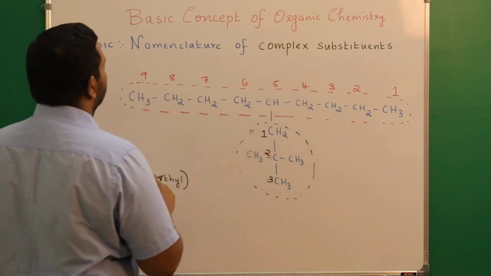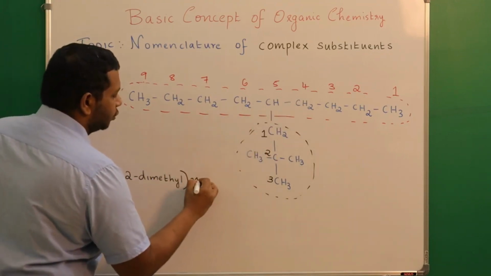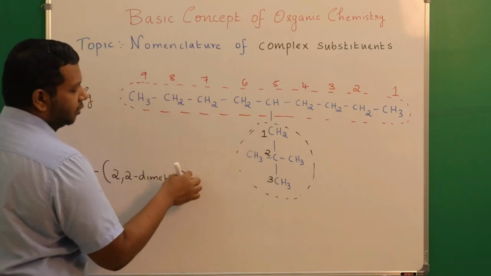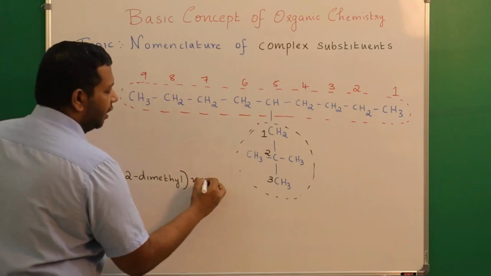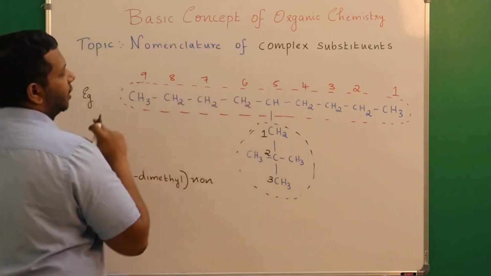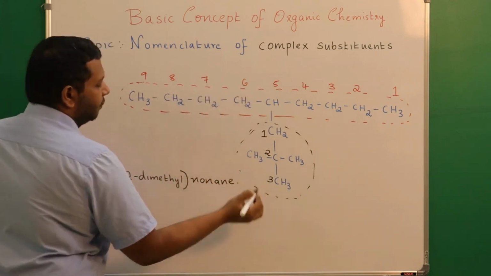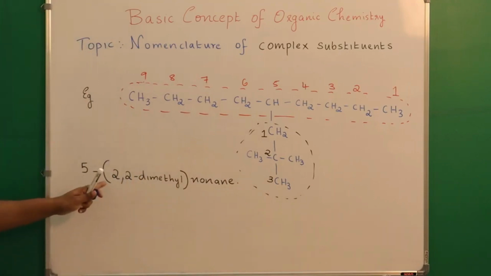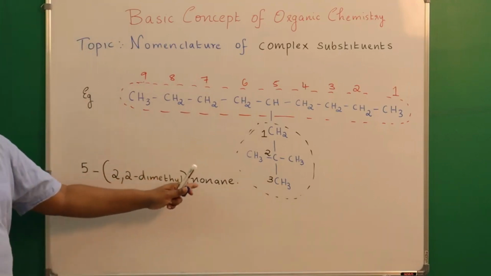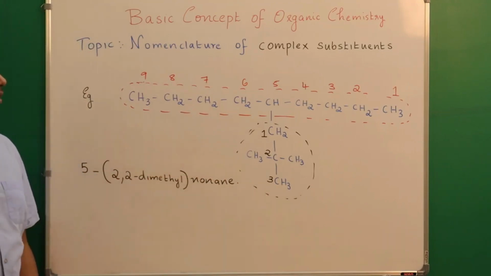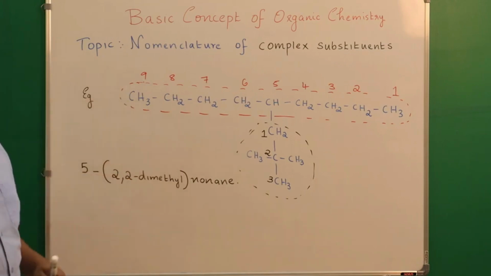How many word root? 9 are there. So none. Here you don't need to put the hyphen because there are no numbers. 9 carbon atoms, all linked through single bond means ane. So my answer is 5-(2,2-dimethyl)nonane. Understood? So this is the way you need to name complex compounds.